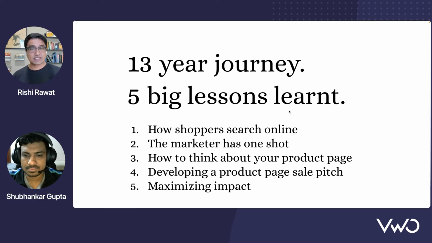So the first thing is, let's start at the top and really ask ourselves, how do shoppers actually search online? What is that mechanism like? Then we're going to talk about the fact that the marketer has just one shot. I think it's really important for us to understand the context. The third one is how to think about your product page. The next one is developing a product page sales pitch. And you'll notice that I've used the word sales pitch here, and it's very intentional. I think we tend to look at our product pages as being a description, and we need to get away from that and look at it as a sales pitch, and we'll cover that in section 4. And then finally, we'll talk about how we maximize impact. So I'm just going to get started.